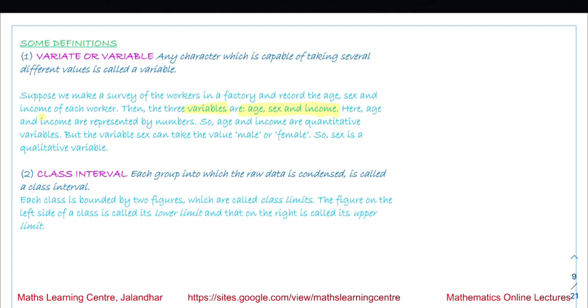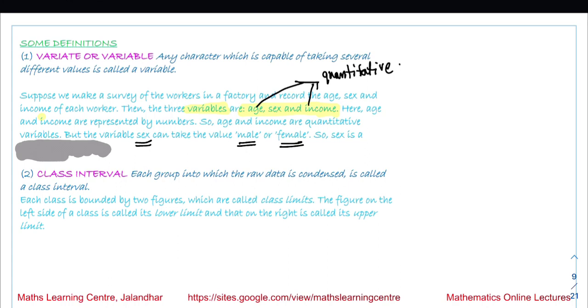Another thing to note is that age and income are quantitative variables. A quantitative variable means it will have some numerical value. But the variable sex will have two values, male and female, and this kind of variable is called a qualitative variable. It does not represent a quantity.